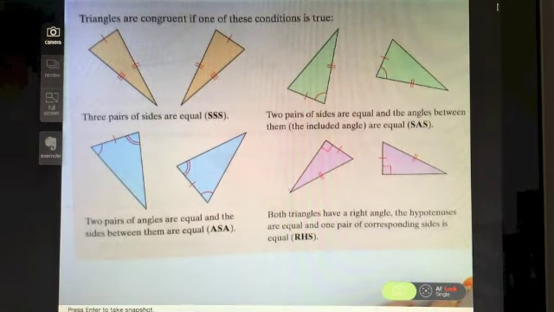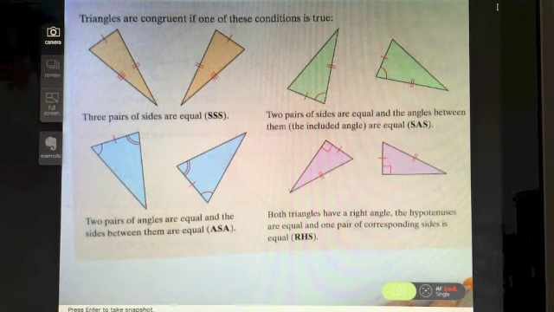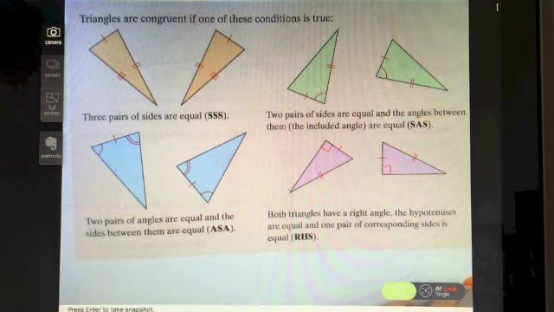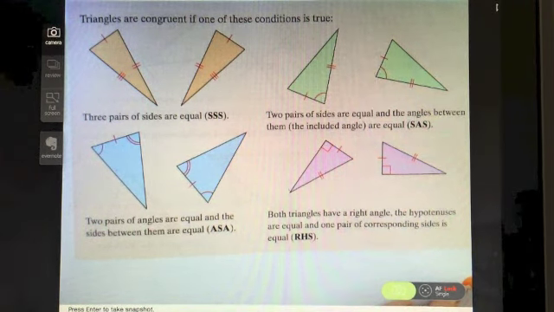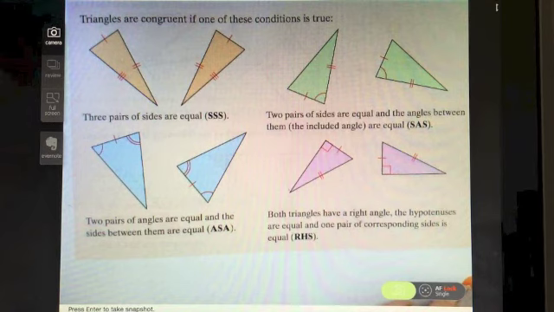So I want to talk to you now about congruent triangles. What that means is if triangles are congruent, it means they are exactly the same. They have the very same lengths of sides and the very same angles. They have the very same area. They are exactly the same.